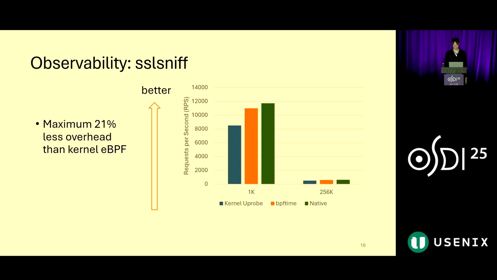Then we use bpftime for SSLsniff, which monitors encrypted TLS traffic as part of the BCC eBPF tools, and compare it to kernel eBPF. We run SSLsniff on an Nginx deployment to test different data sets from 1,000 bytes to 200 bytes. The y-axis shows throughput where higher is better. You can see the performance difference is clearer with smaller data sets. With kernel eBPF, the monitoring costs 28% throughput loss. That's too much overhead for production use. With bpftime, the same monitoring functionality costs only 7% overhead.